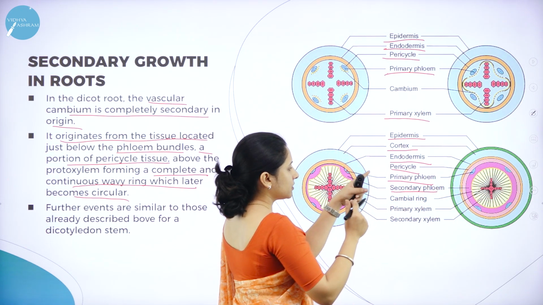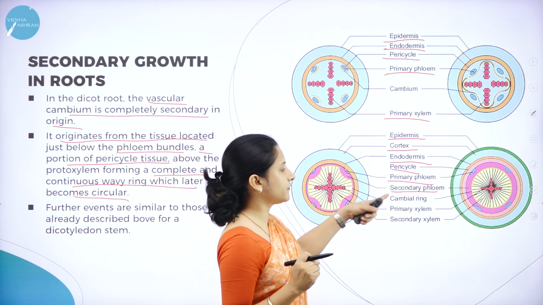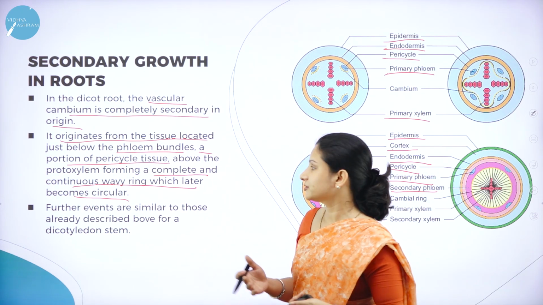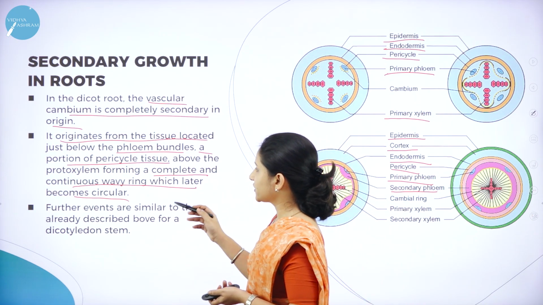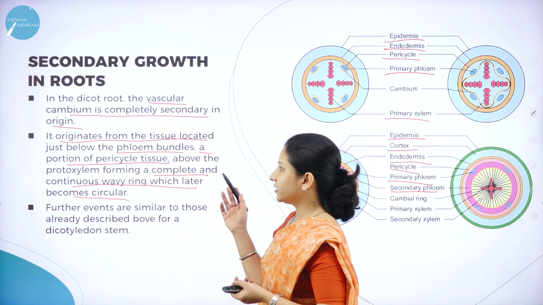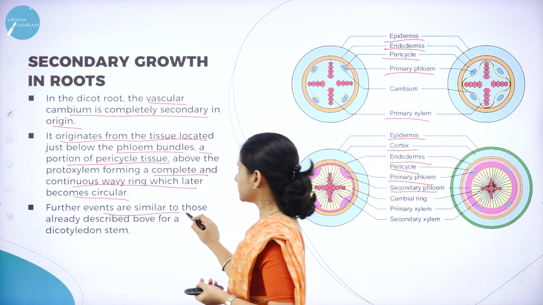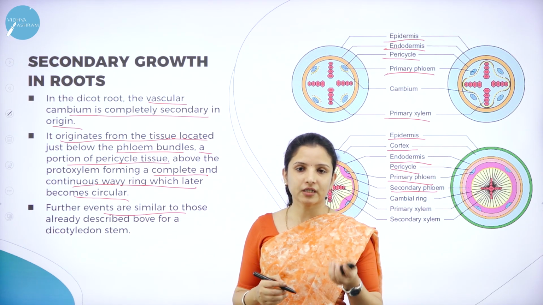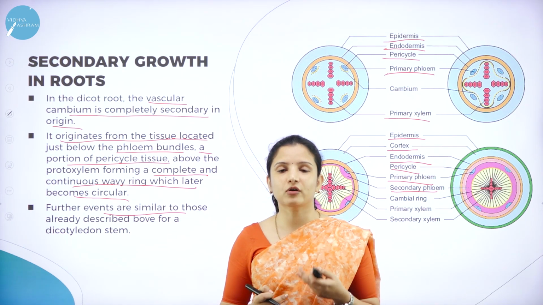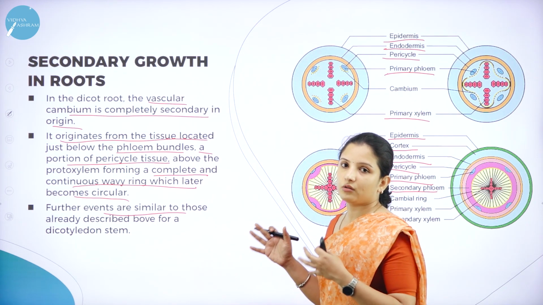This is also one of the characteristics here. First the cambial ring is formed, after that the pericycle also starts to form a complete ring, and therefore it becomes a complete wavy circle in the case of the root. Further events are almost similar to those of the dicotyledonous stem. In the dicotyledonous stem, as we studied the secondary growth, the events are almost similar.